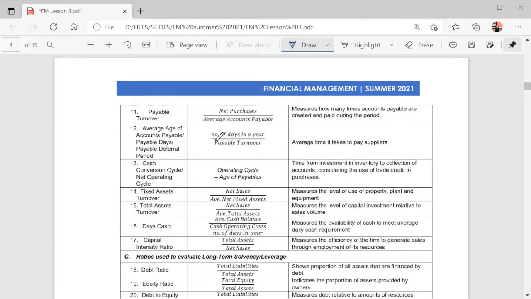Kani siya kaning mga AR days, mga inventory days, o payable deferral period, this is in terms of days. So, pag na mo gawas nga answer, ana niya, dapat days. Dahil 4 days, 30 days. So, that's the average time to pay suppliers. Okay, so that's for the average age of payable or payable days or payable deferral period. Okay, so number of days in a year over payable turnover.